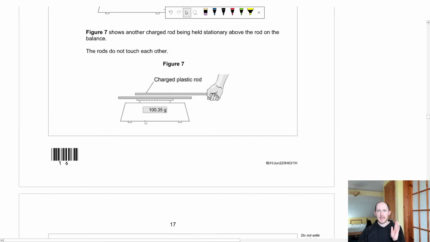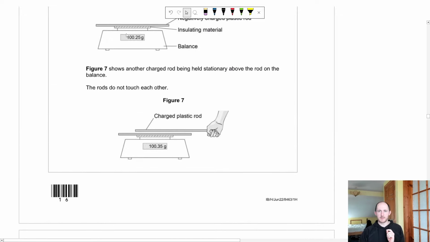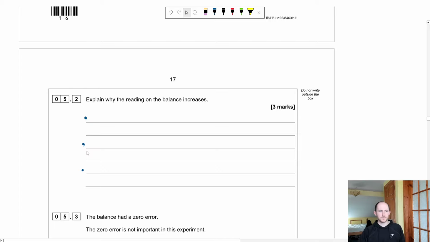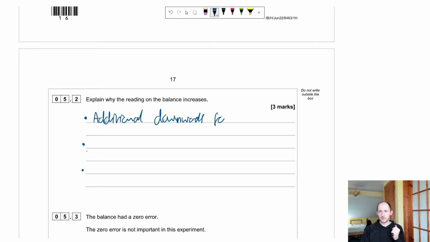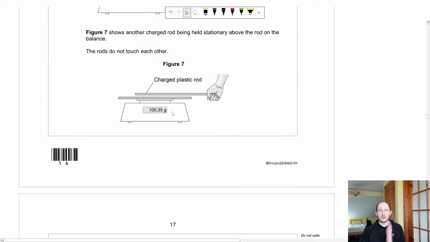So, in short, the only way for this reading to increase is because this charged plastic rod must be pushing down on this other rod. So, there must be an additional downwards force on the balance. How do I know this? Because the mass has increased. The only way for the mass to increase is if there is an extra downwards force acting on this balance.